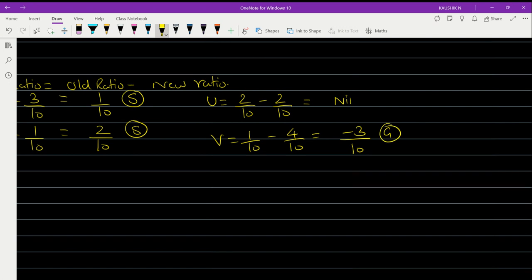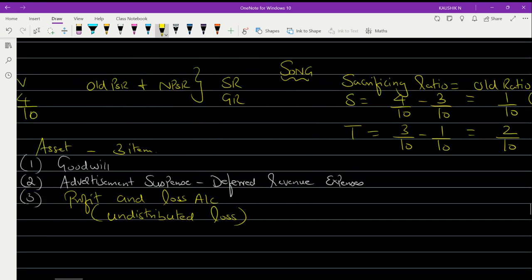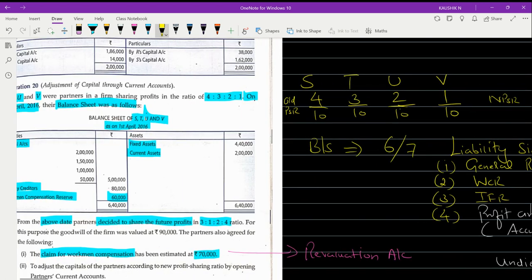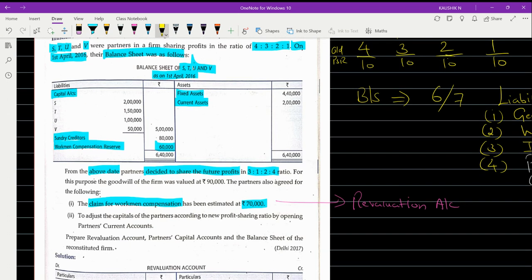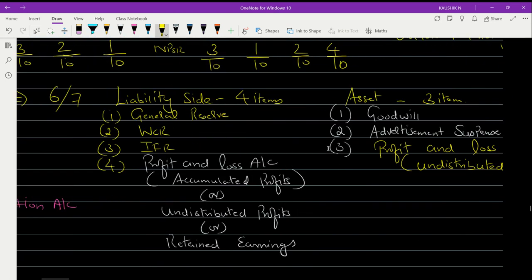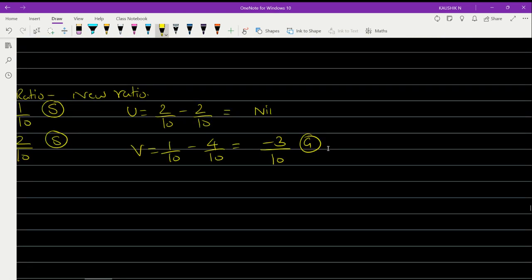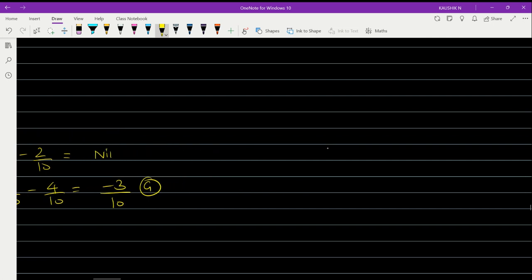We have calculated this for one reason. Let me say what that reason is. Come back to the question. It is mentioned in the question very clearly that for this purpose, that means for the change in the PSR, goodwill of the firm was valued at rupees 90,000. Remember, we have got some goodwill adjustment.